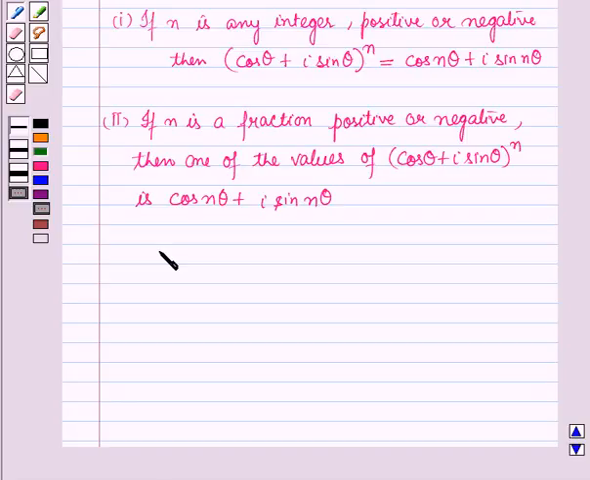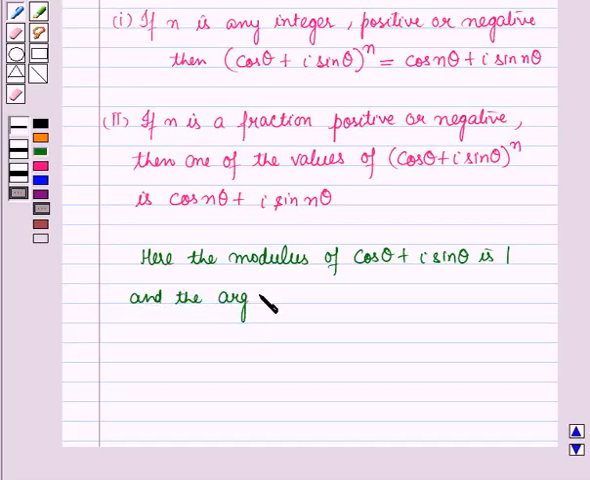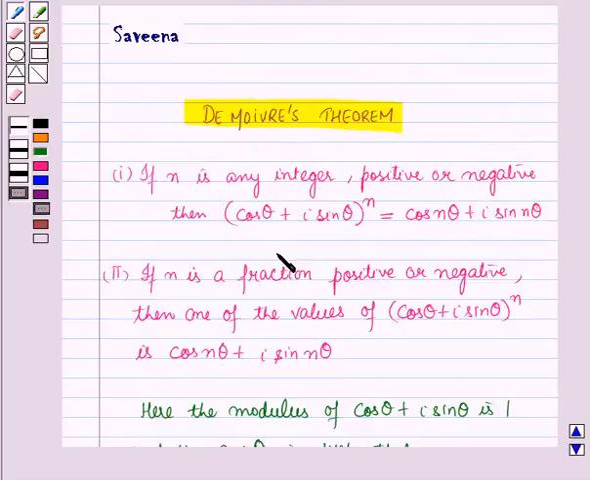And it should also be noted that the modulus of cos theta + i sin theta is 1, and the argument theta is such that minus pi is less than or equal to theta is less than or equal to pi. That is, the value of theta varies from minus pi to pi. So these are the cases according to de Moivre's theorem.